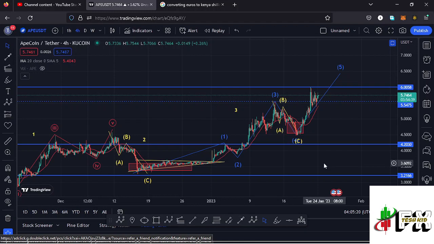At the time of this recording, apecoin has managed to break above a high that we made at around the $5.5475 mark, and has also continued trading above the 20-day MA.